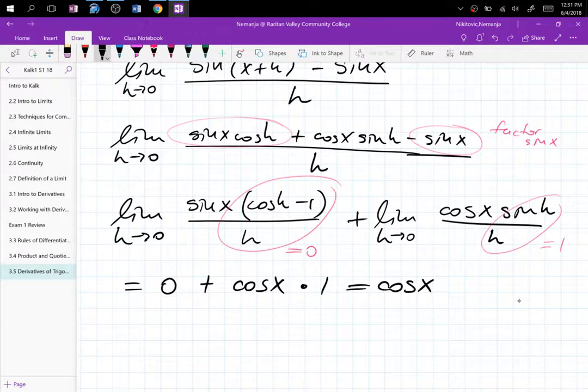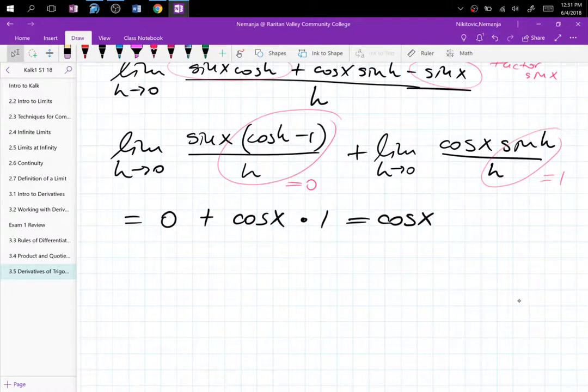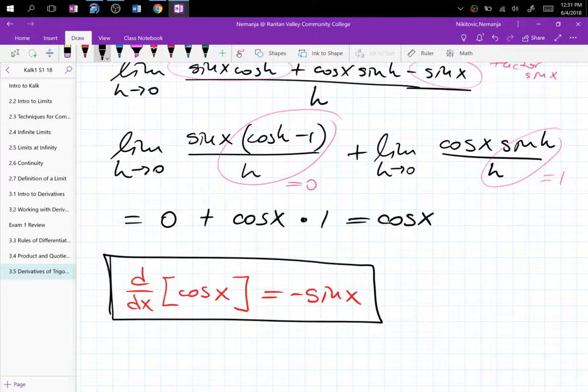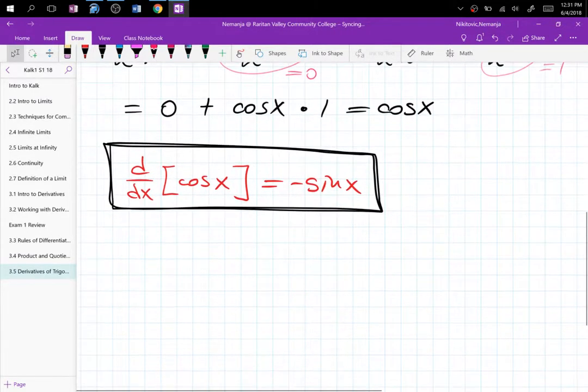So now that we have that the derivative of sine is cosine, you can do the same procedure and figure out the next formula, which says that the derivative of cosine x is negative sine x. So that's your next formula. What's left? Well, what's left is the derivative of tangent.